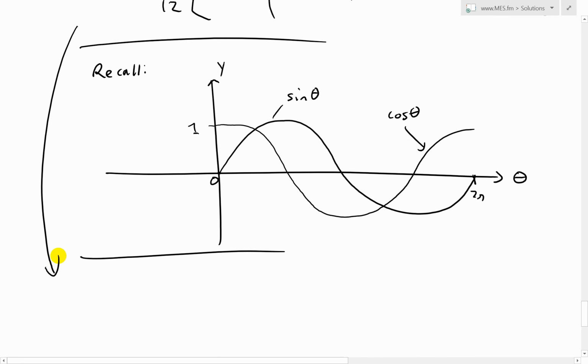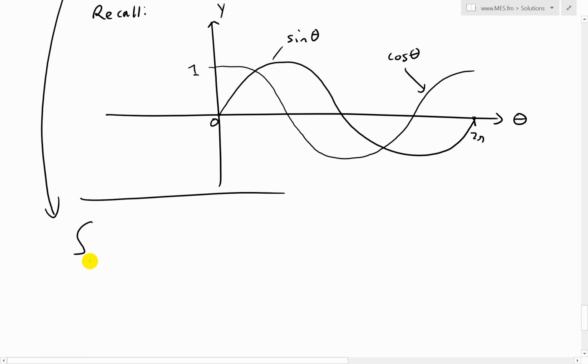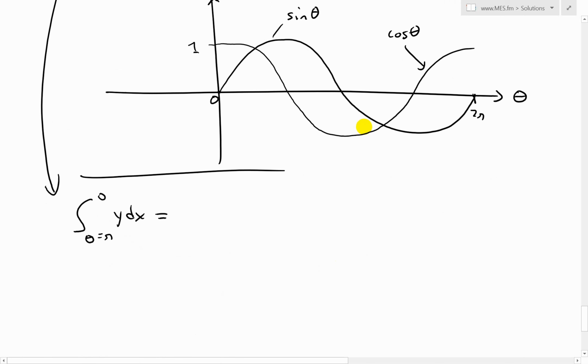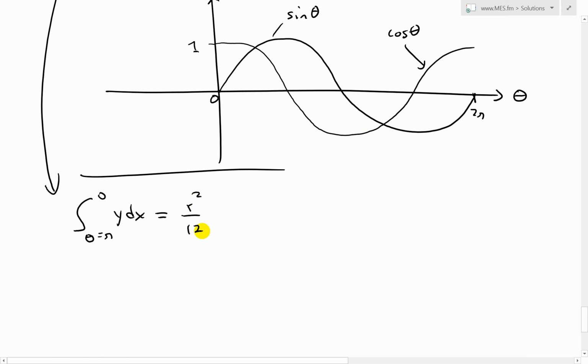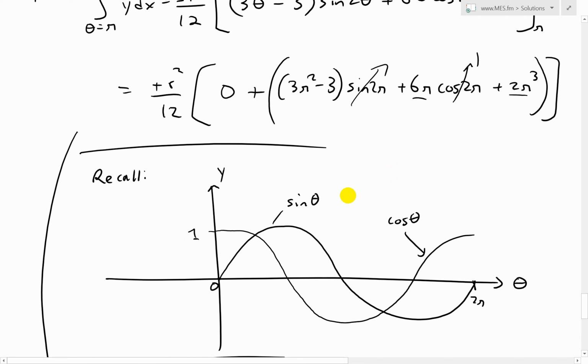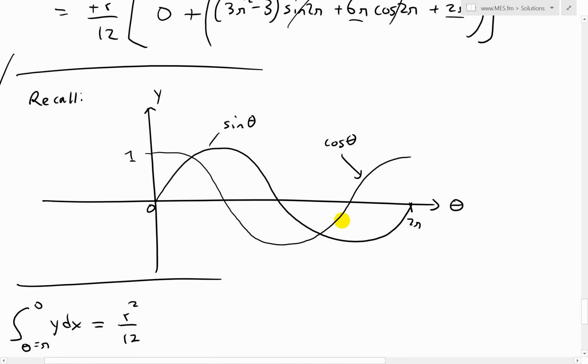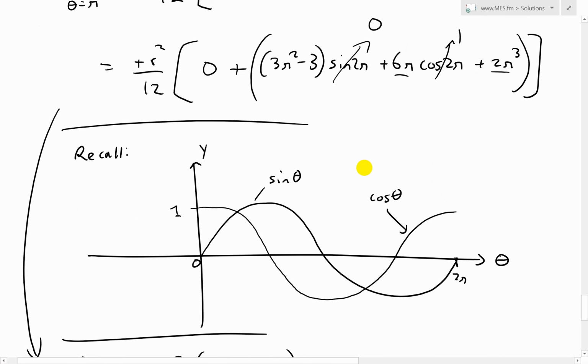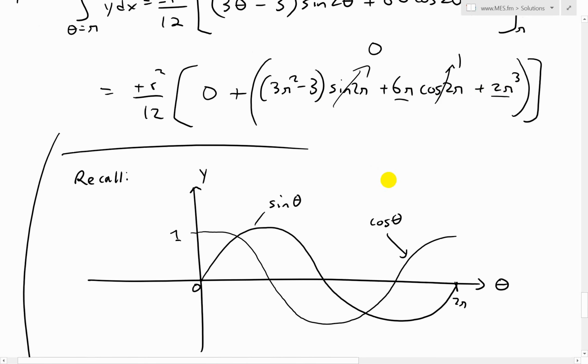So what we end up having is our integral from theta equals pi to 0 of y dx equals, well, now everything's positive, r squared over 12, and then this is just going to 0 like that. Now we're left with 6 pi plus 2 pi cubed. Let's just double check. Yeah, 6 pi plus 2 pi cubed, everything else goes to 0.